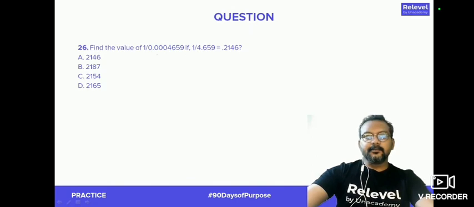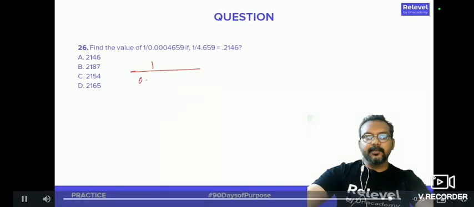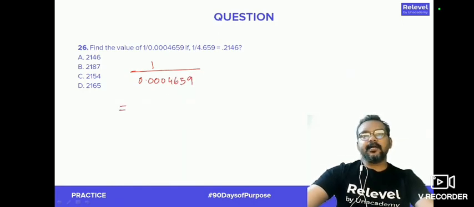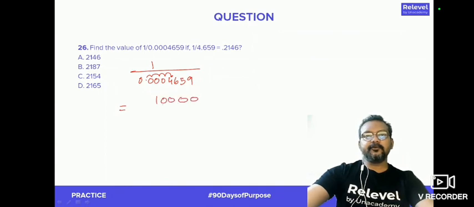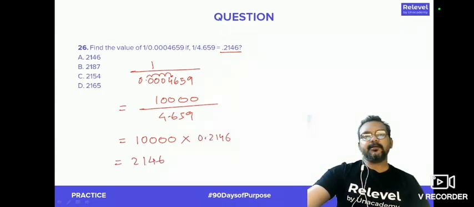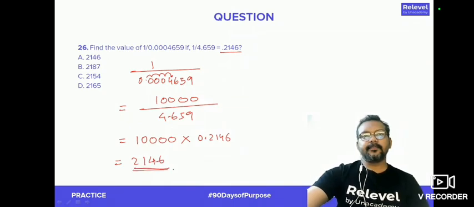So 1 divided by 0.000469. So I know already 4.659. So I need to shift the decimal just 1, 2, 3, 4 times. So on top I will get 4 zeros, 1, 2, 3, 4, divided by 4.659. So now 1 by 4.659 is 0.2146. So it is 4 zeros times 0.2146. So it will end up with 2146. Option A.